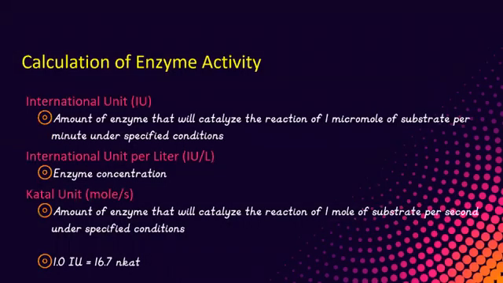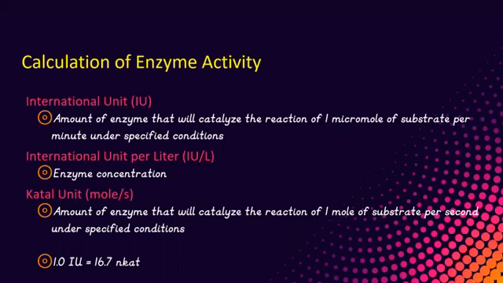And the last is the calculation of enzyme activity. These are the units that we can use when measuring the enzyme activity. We can use the international unit or IU, which is the amount of enzyme that will catalyze the reaction of 1 micromole of substrate per minute under specified conditions. And international unit per liter, IU per L.